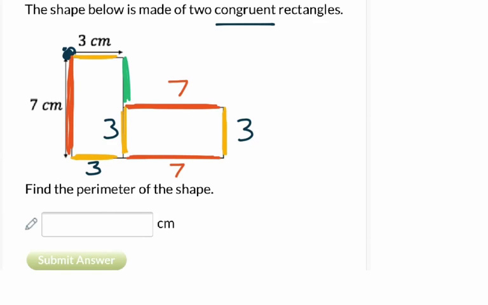There you go. So the green one here plus this yellow one here, together they are the same length as this red line over here, aren't they? Because they are the lengths of the rectangle that's standing up.